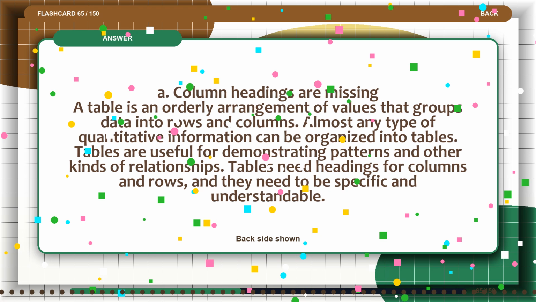The answer is A. Column headings are missing. A table is an orderly arrangement of values that groups data into rows and columns. Almost any type of quantitative information can be organized into tables. Tables are useful for demonstrating patterns and other kinds of relationships. Tables need headings for columns and rows, and they need to be specific and understandable.